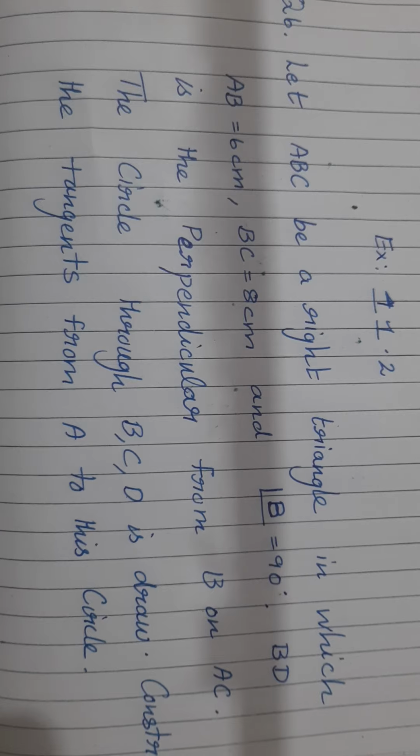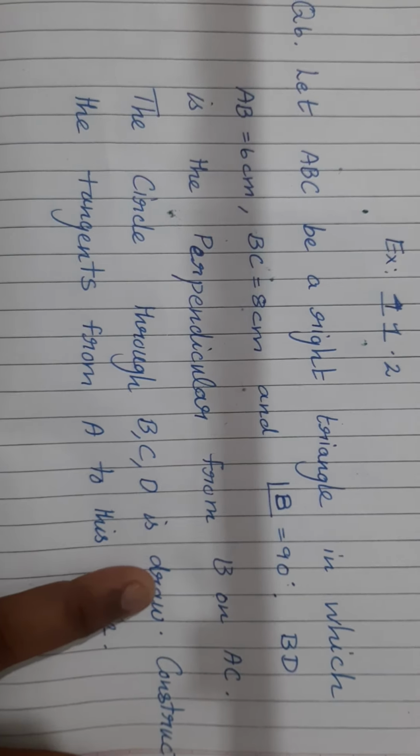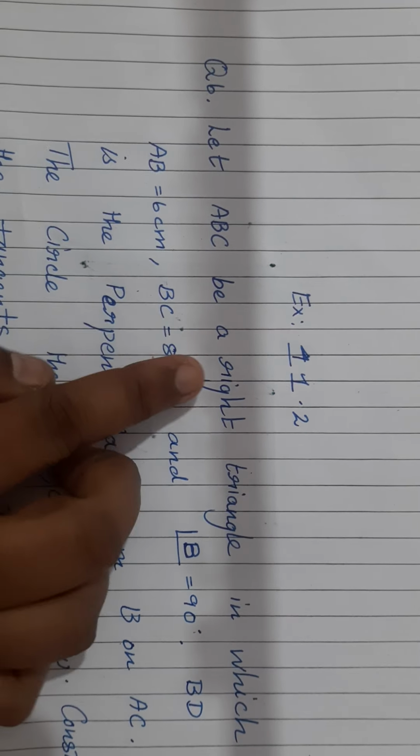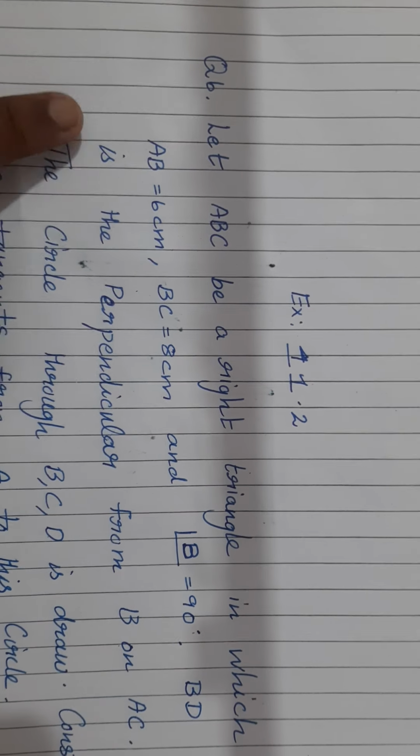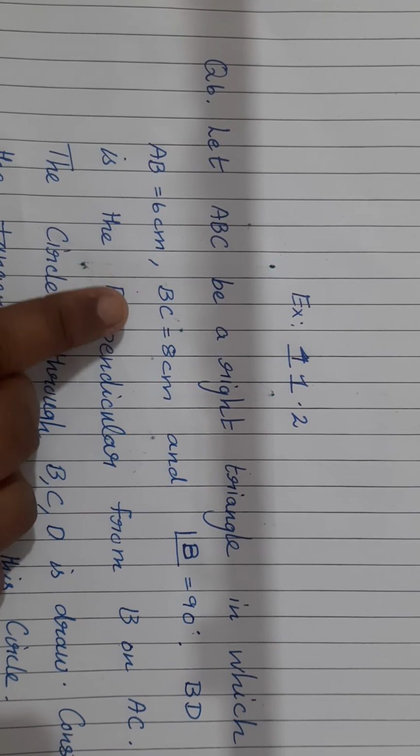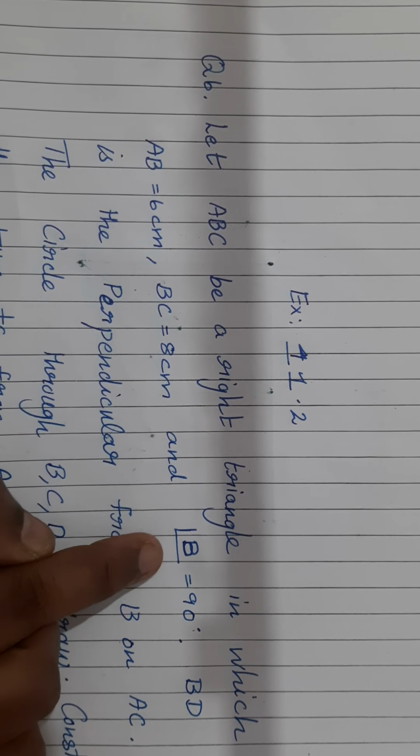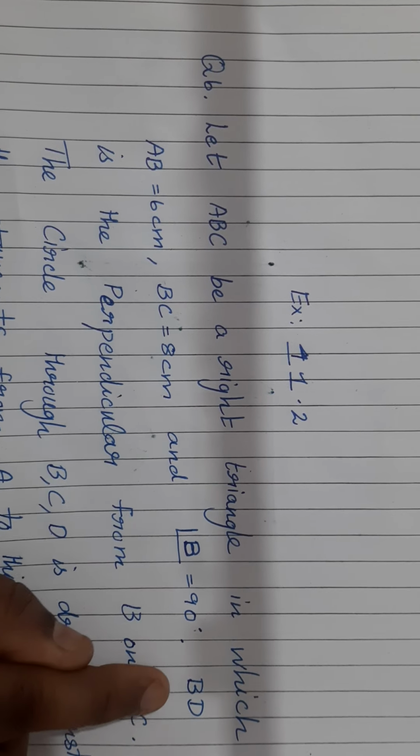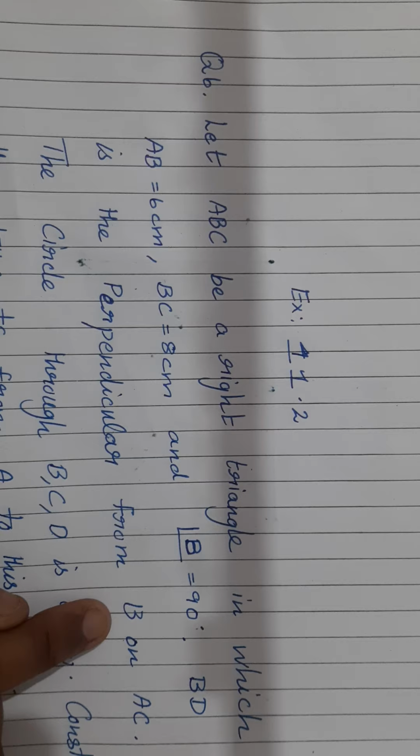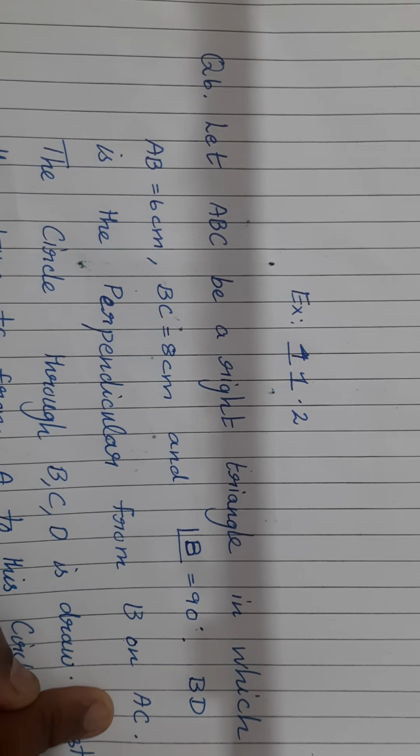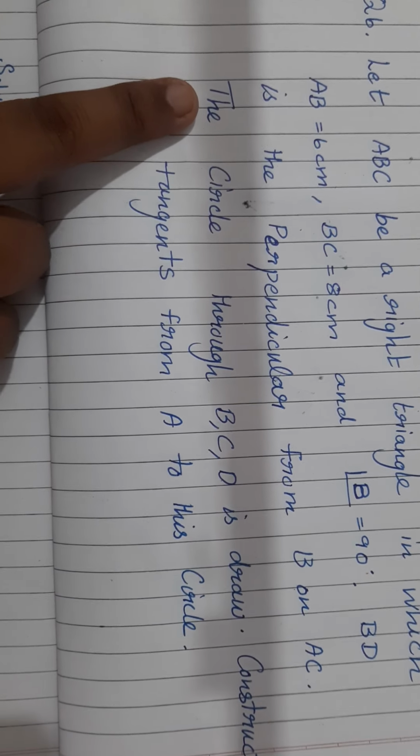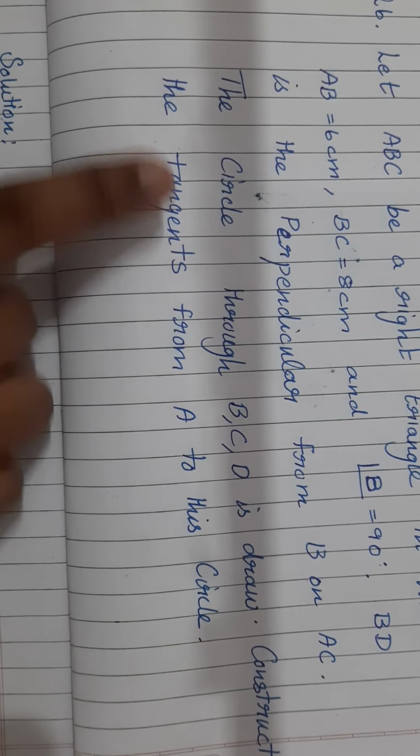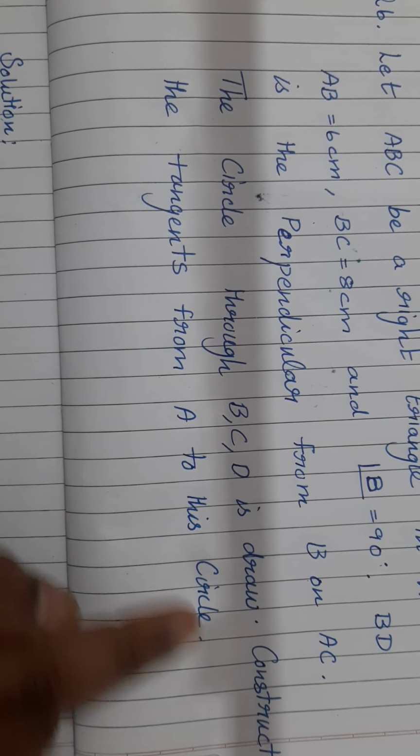Today I am going to take exercise 11.2, question number 6. So, our question is, let ABC be a right triangle in which AB is 6 centimeter, BC is 8 centimeter, and your angle B is 90 degree. This is the first step you are going to do. Then BD is the perpendicular from B on AC. This is the second concept you are going to do. Third one is the circle through which BCD is drawn. Construct the tangents from A to this circle.